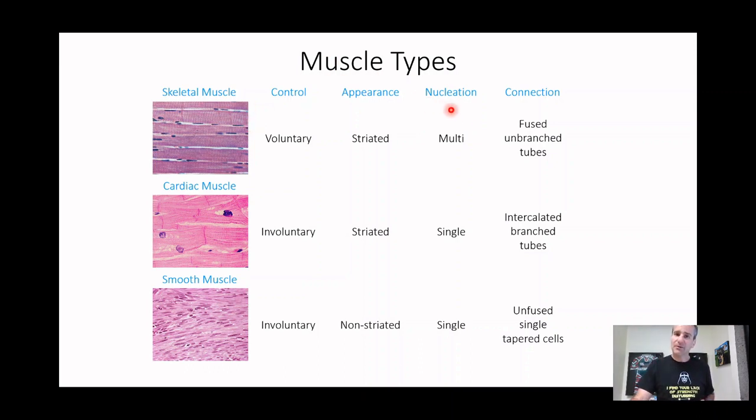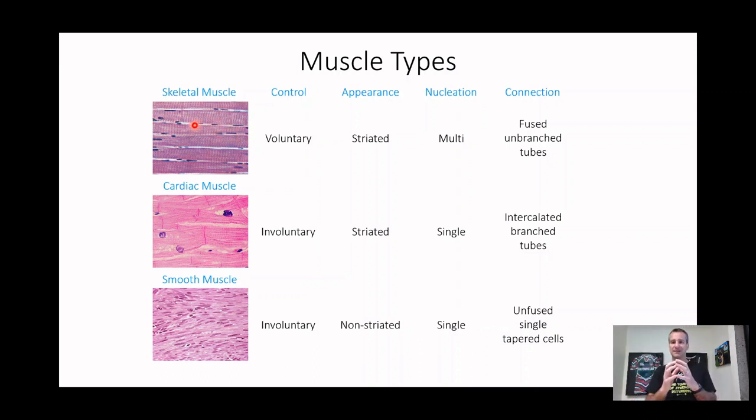When we talk about nucleation, these little black dots on the side of the skeletal muscle cells are nuclei. That's where all of our DNA is stored. That's the cookbook with all of the recipes to make your whole body. So the DNA is held within these nuclei, and what you can see is each muscle fiber, or each skeletal muscle cell, has more than one nucleus.